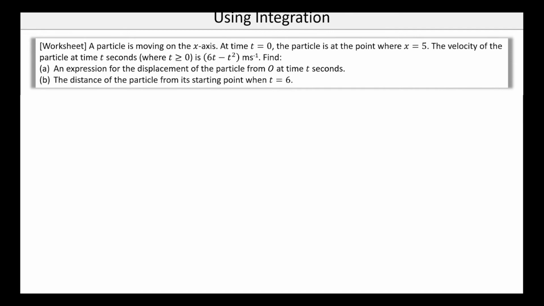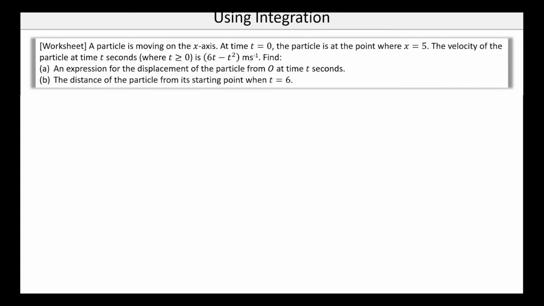In this question, we're told that a particle is moving on the x-axis. At time t equals 0, so at the beginning of the journey, at the beginning of our observation, the particle is on the point where x equals 5. Okay, so the starting point is where x equals 5. The velocity of the particle at time t is given by the function 6t minus t squared, and we're asked to find an expression for the displacement of the particle at time t seconds.